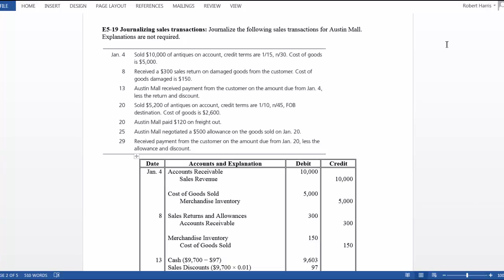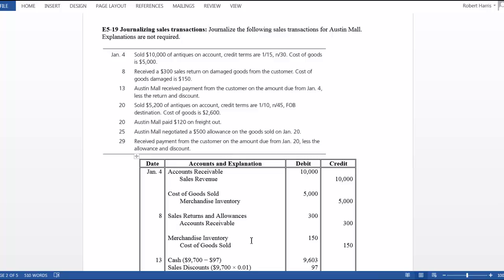Okay, so now let's take a look at the way we would journalize the transactions that a merchandiser would be involved in when they're making sales. So remember, merchandisers buy things and they sell them. So earlier we saw how to journalize the purchases. Now we're going to see how to journalize the sales.